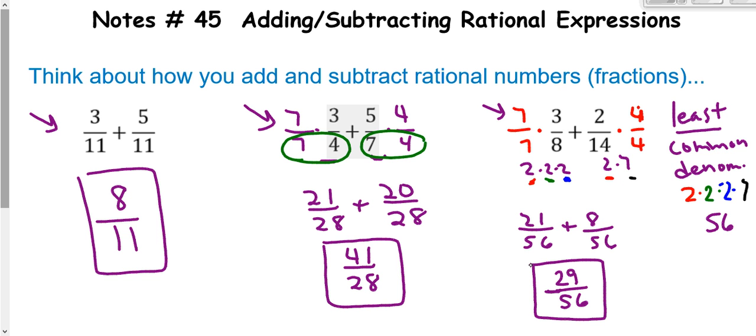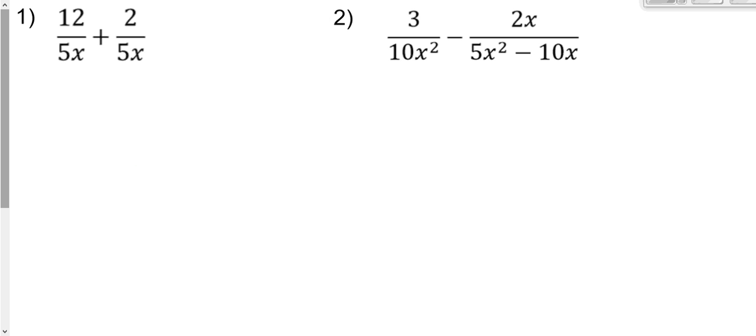So that's the concept, and we want to apply that concept to rational expressions. Now, what about subtracting? All the same concepts apply. You're just subtracting instead of adding, so no need to go over that in any special way.